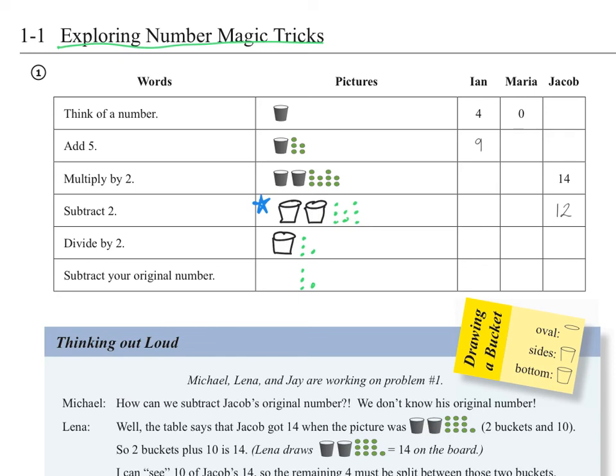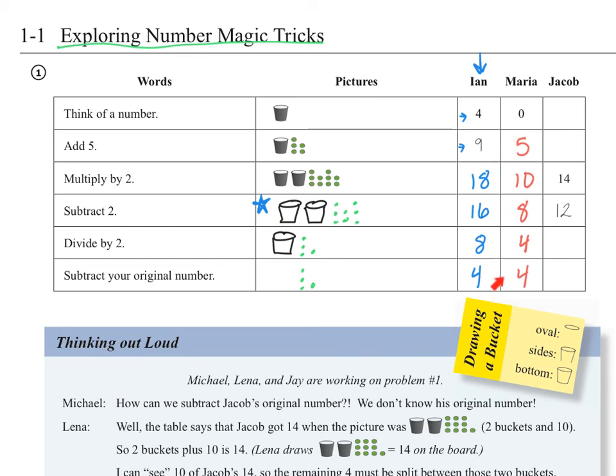So let's go through Ian and figure out his numbers. So think of a number. Ian thought of 4 right here. Then he added 5 to get 9. If we multiply by 2, that's going to be 18. If we subtract 2 from that, we have 16. If we divide that by 2, we're going to have 8. And then if we subtract our original number, Ian's original number was 4. So 8 minus 4 is going to be 4.